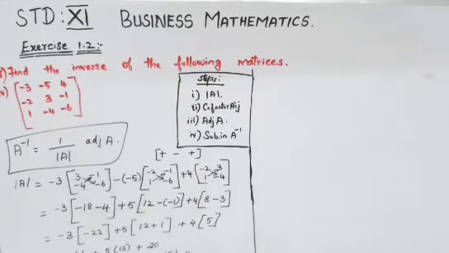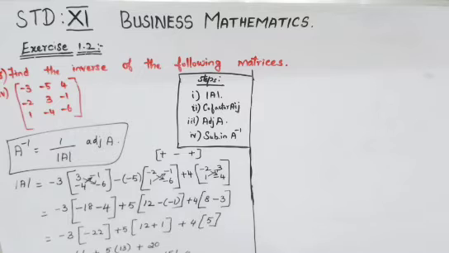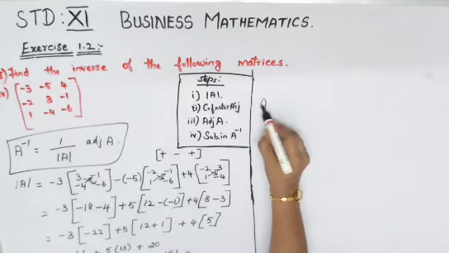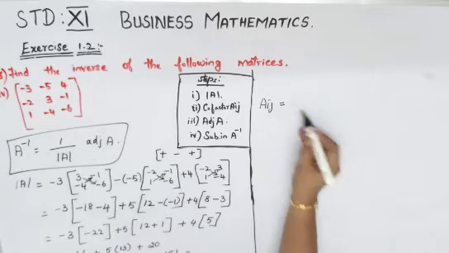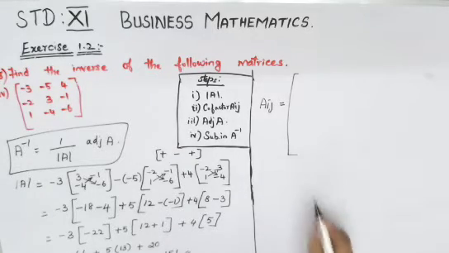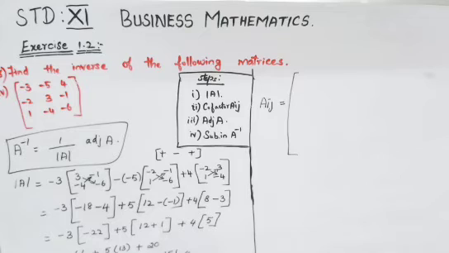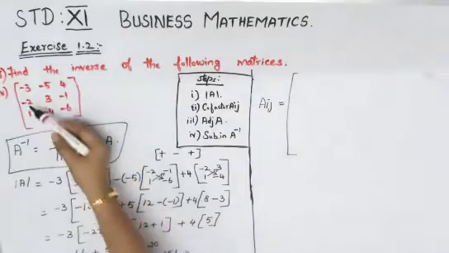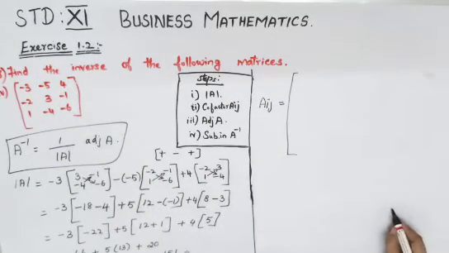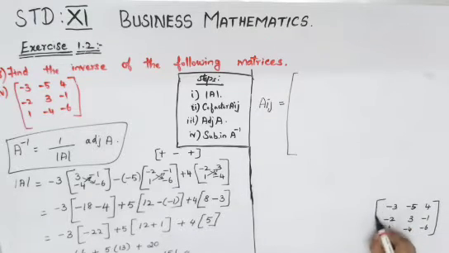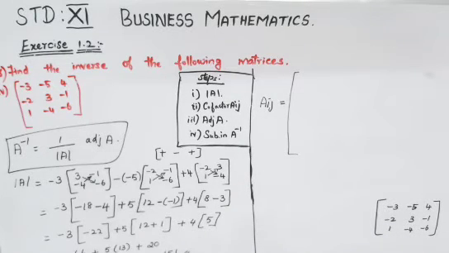So we will have to find cofactor Aij. So Aij is equal to, open your bracket, so the cofactor of minus 3 you'll have to find it. So just write your matrices here, minus 3, minus 5, 4, minus 2, 3, minus 1, 1, minus 4, minus 6. So the cofactor of minus 3 you have to find it.